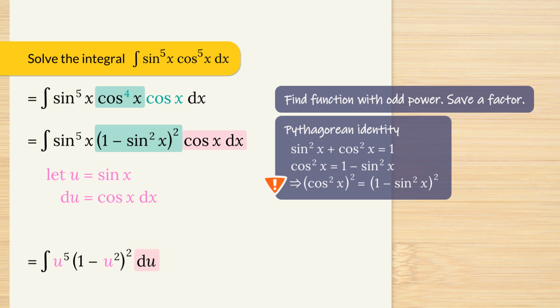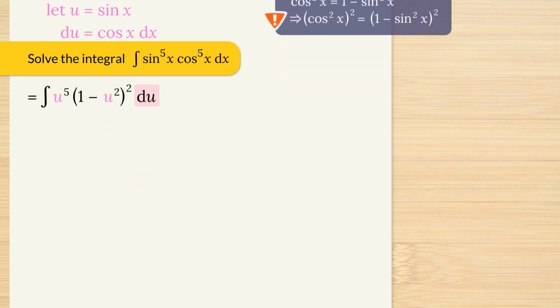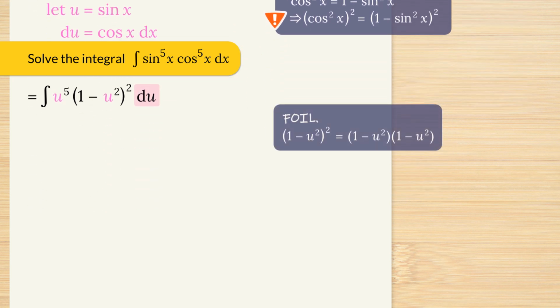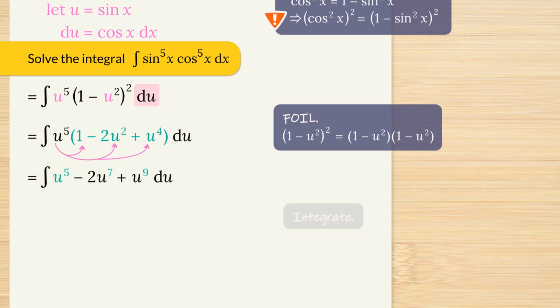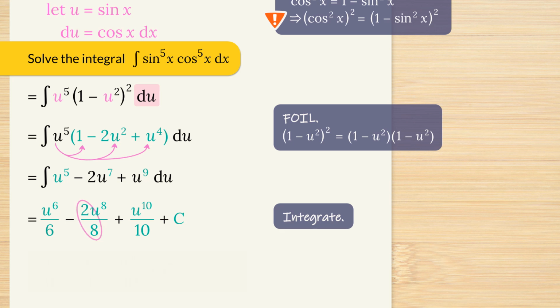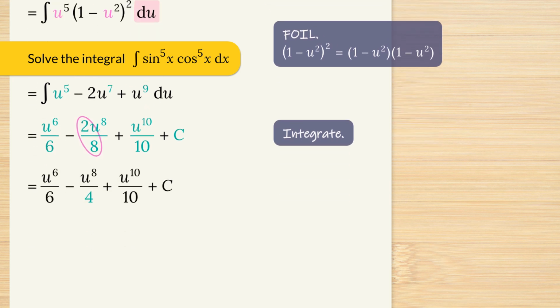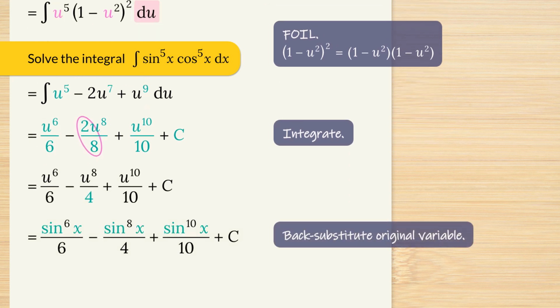Make the substitutions. And expand. The 1 minus u², the whole thing squared, we can expand that as 1 minus 2u² plus u⁴. Distribute that u⁴, and then integrate the polynomial. The 2/8 is a 1/4. Back substitute. Everywhere where there's a u is now a sin x.